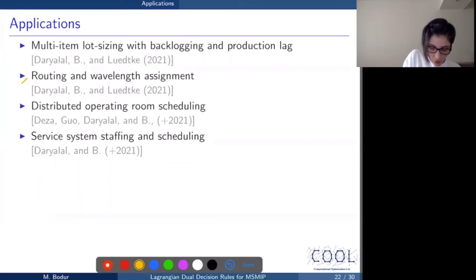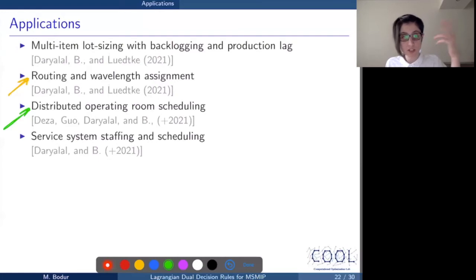And then second of all, we have a novel application of multi-stage stochastic programming in a telecommunication related problem that I will describe quickly in the next slide. And then we have a recent work that we are about to finish soon from a healthcare domain, which is distributed operating room scheduling. This is a joint work with Anna, Cheng, and Meryem. And finally, Meryem has also been trying to apply these rules on a service system staffing and scheduling problem.